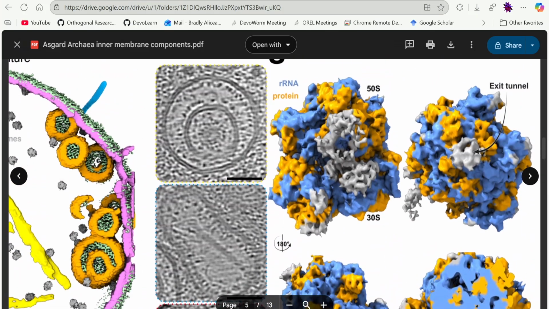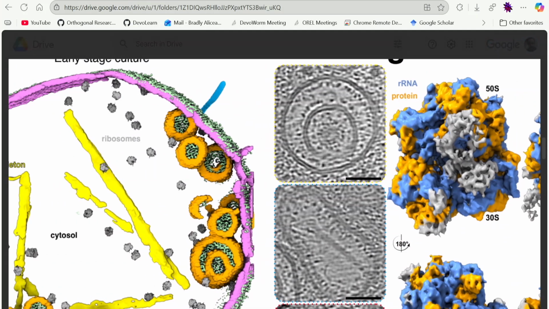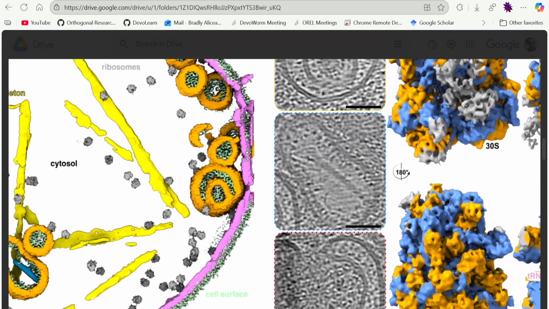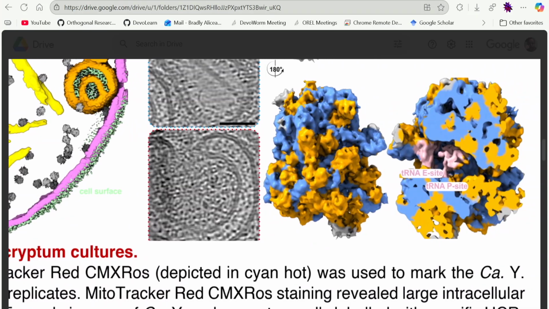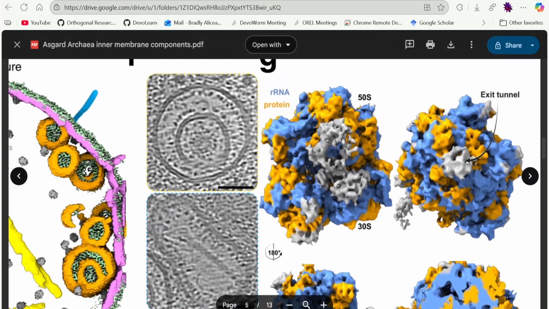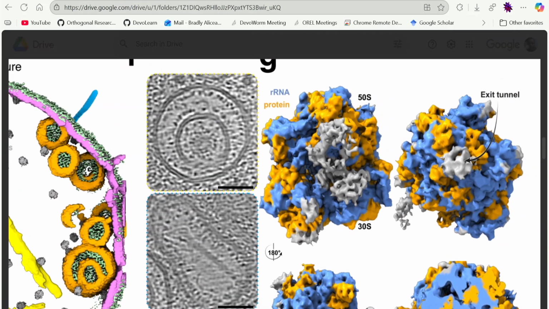And so then these are ribosomes. So you see here the ribosomes along the edge. They look like little orange rings. And if you go here, you can see the images here and then the model over here. So these are the ribosomes. You have the 50S subunit and the 30S subunit.